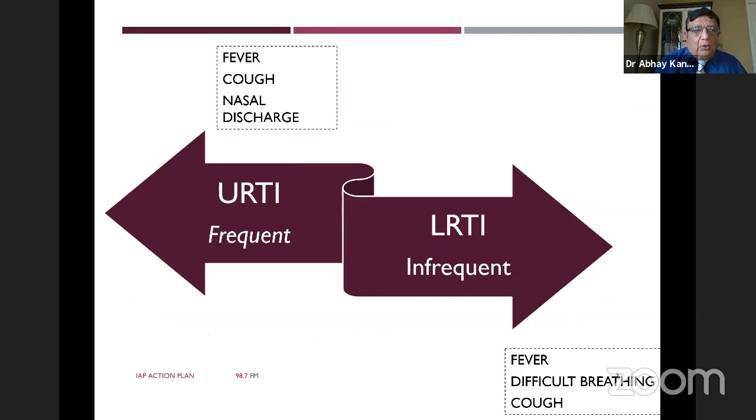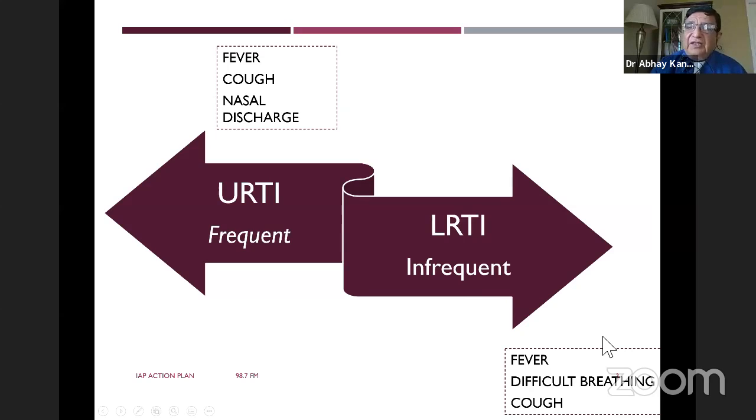Now, out of these, upper respiratory infections are most common. Nearly 60 to 70% of all respiratory infections are upper respiratory infections, and the majority of them are viral, and they will usually have fever, cough, nasal discharge with or without involvement of the ear, that is otitis media. Sometimes they may have a lower respiratory infection, which is less common compared to upper respiratory infection, and they will usually have fever, cough, and rapid breathing.